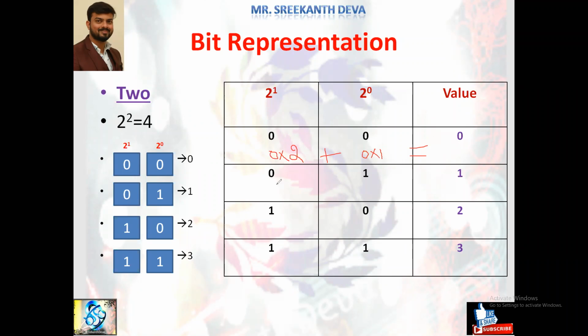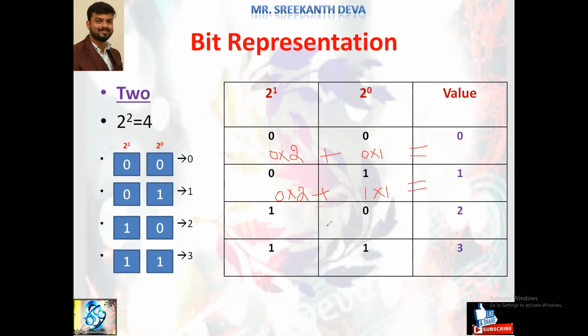The next combination is 0, 1. Why did I write it? Because this is a 4-combination case. I will tell you one shortcut also. For the 0, 1 combination, observe the decimal value: 1. How does it come? 1 into 2 to the power of 0 is 1. 0 into 2 to the power of 1 is 2. 0 into anything is 0, plus 1 into 1. 1 into 1 is 1. We get the result equal to 1.